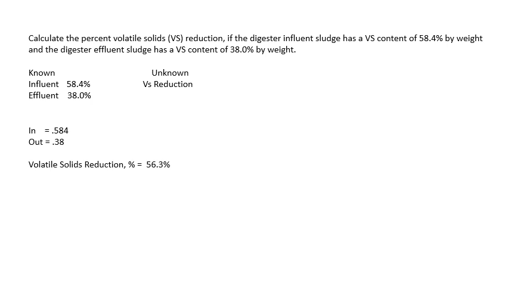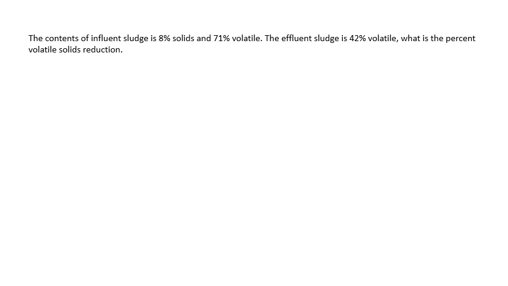It's just making sure that you get the in in the in spot and the out in the out spot, which I messed up several times while making this PowerPoint. The contents of influent sludge is 8% solids and 71% volatile. The effluent sludge is 42% volatile. What is the percent volatile solid reduction?